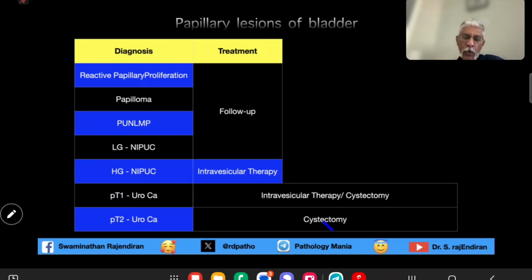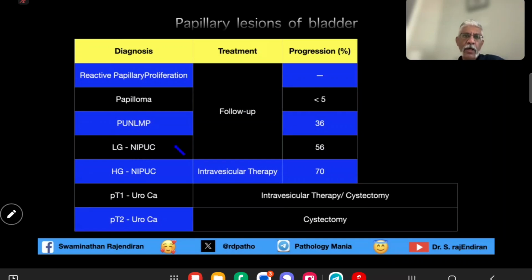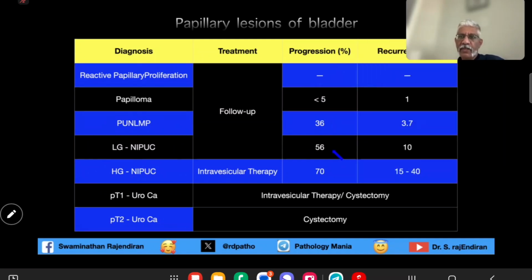That's why we have to correctly diagnose, because the treatment depends upon what we are saying. And it's only follow-up. Then why are we having 3 categories? Because of the progression. Reactive papillary proliferation, it never progresses, whereas papilloma less than 5% progress to higher grade. PUNLMP 36%, low grade 56, and high grade 70. You can see the number is increasing from up to low. Because of this, we have to classify these lesions.